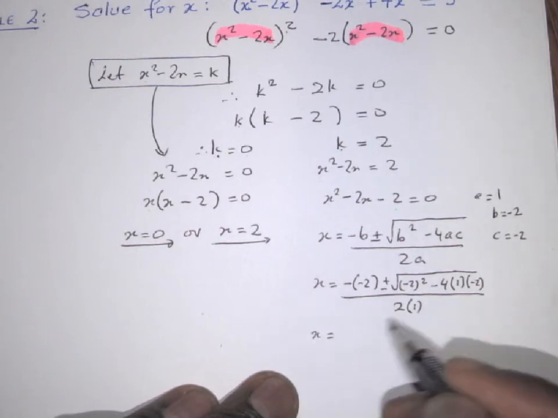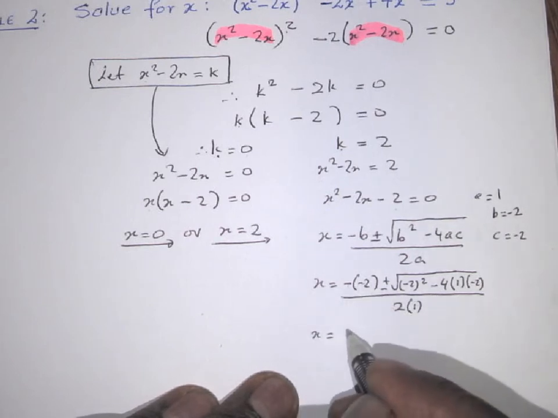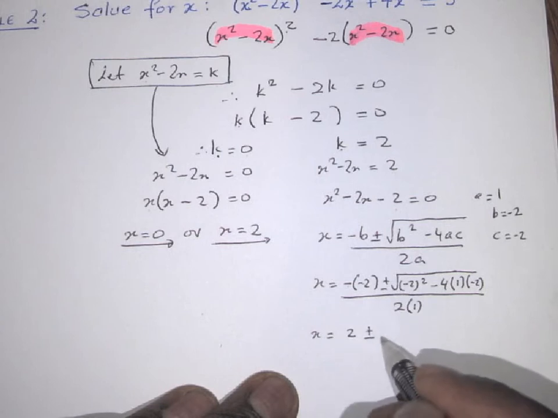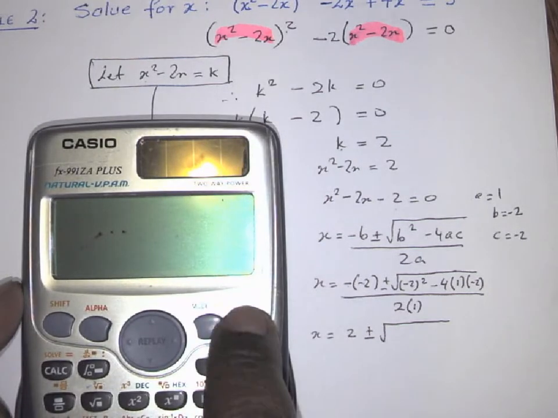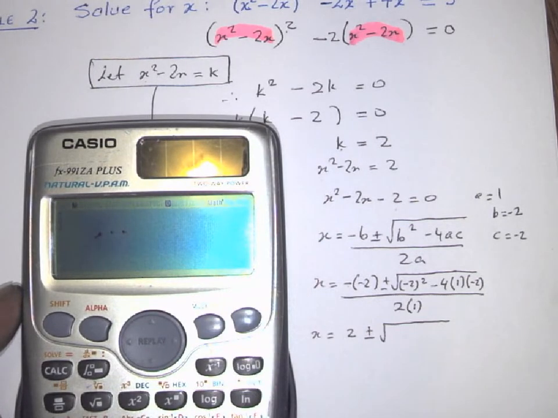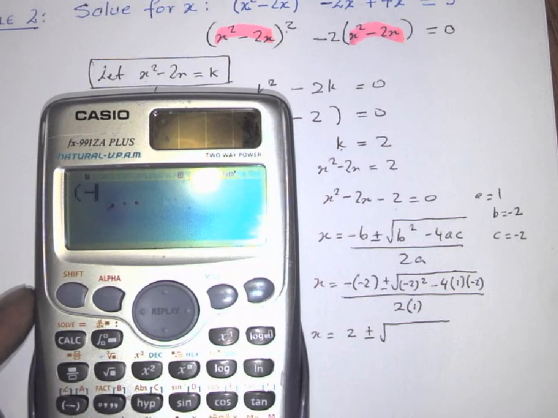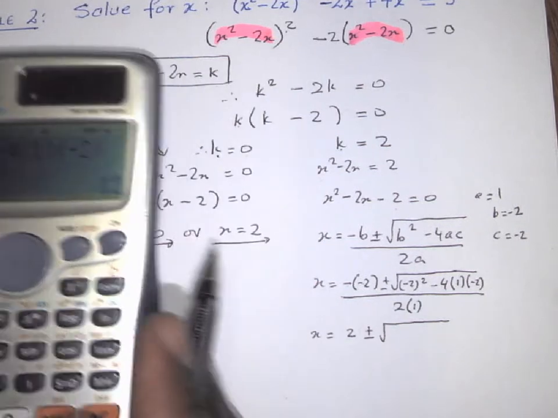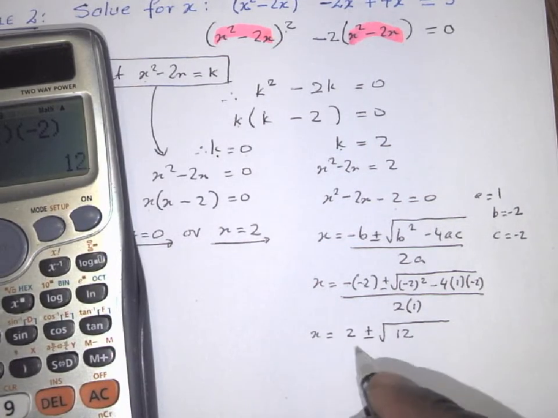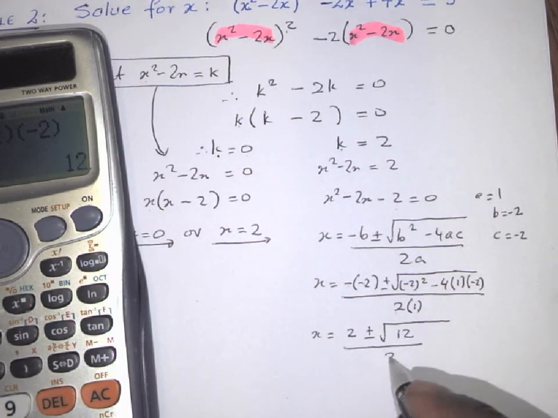So x is equal to, we know what this one is, a positive 2, plus or minus. Now I need to find out the answer under the square root. Let me take the calculator so that I don't make a mistake. So minus 2 squared, then minus 4 times 1 times minus 2. What's the answer under the square root? It's 12. So this is all over 2 times 1, which is 2.